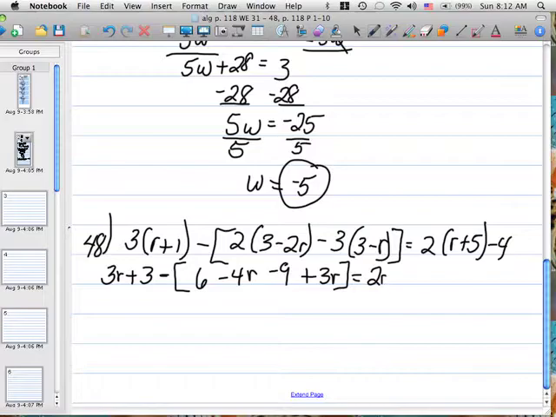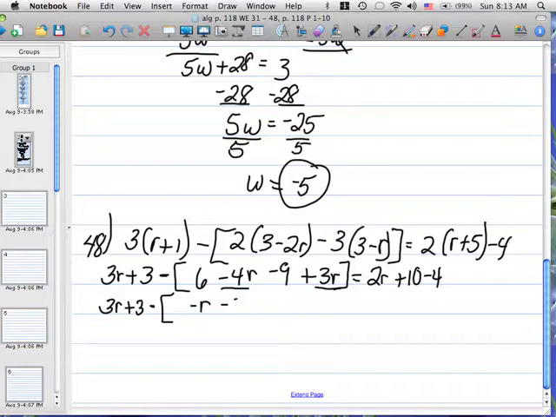And then the brackets. On the right side, get rid of the parentheses. 2 times r is 2r. 2 times positive 5 is 10. And then you have the negative 4. So now, bring down the 3r plus 3, the minus, and the brackets. Inside the brackets, collect like terms. A negative 4r and 3r make negative r. 6 minus 9 is negative 3. On the right, we can bring down the 2r and simplify the 10 minus 4, which gives me 6.